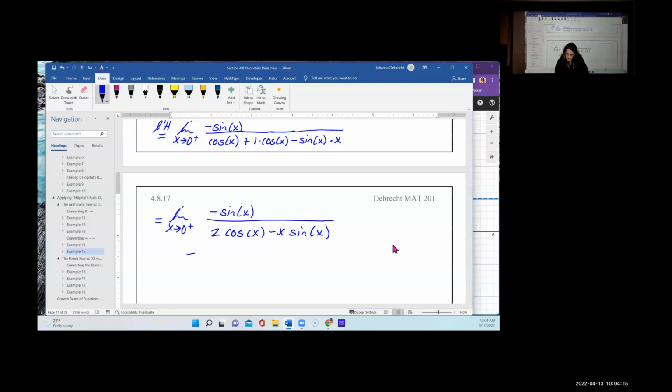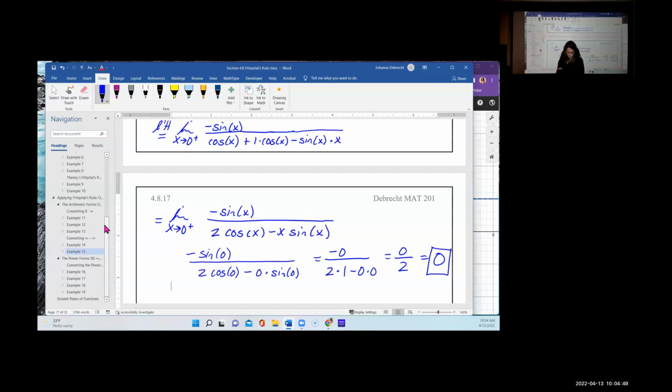So I get negative the sine of 0 divided by 2 times the cosine of 0 minus 0 times the sine of 0. Sine of 0 is 0, so I have negative 0. Cosine of 0 is 1, so I have 2 times 1 minus 0 times 0, which is 0 over 2, which is 0, which is the final result.